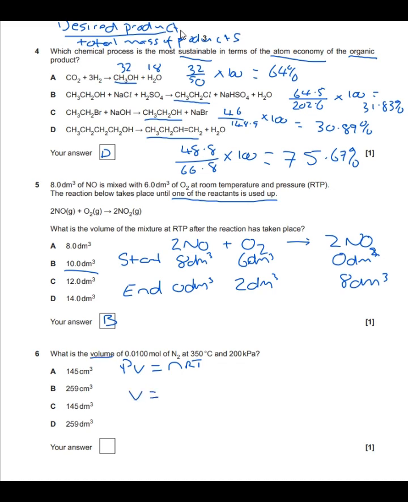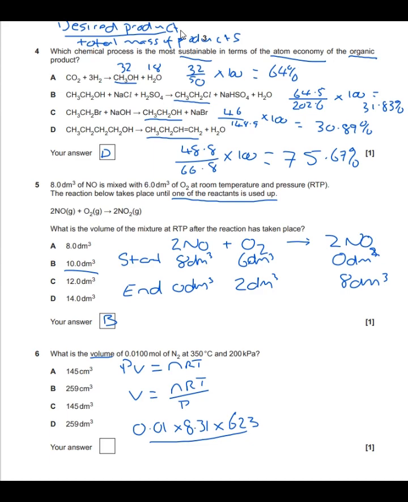So to work out volume, it's going to be nRT over pressure. So first thing we'll do is start inputting the values. So we're given the moles. So n is moles, 0.01. Our constant is R, 8.31, and the temperature. Temperature is given to us in Celsius. We need it in Kelvin. So to put it into Kelvin, we add 273 to it. So that would give our temperature in Kelvin being 623.